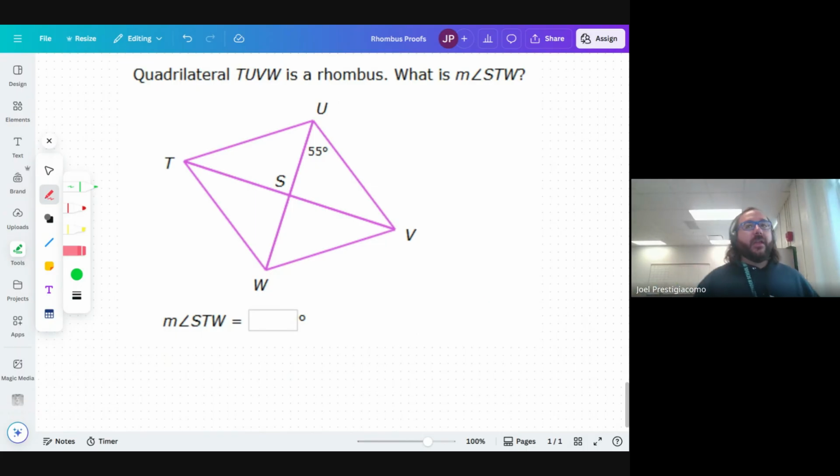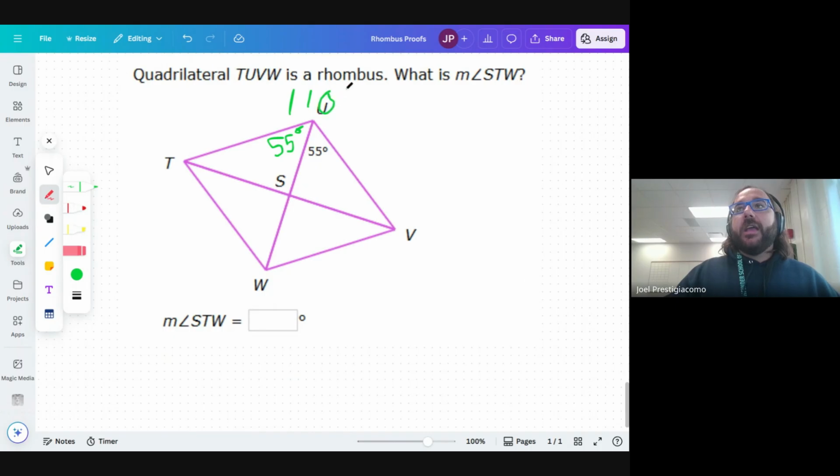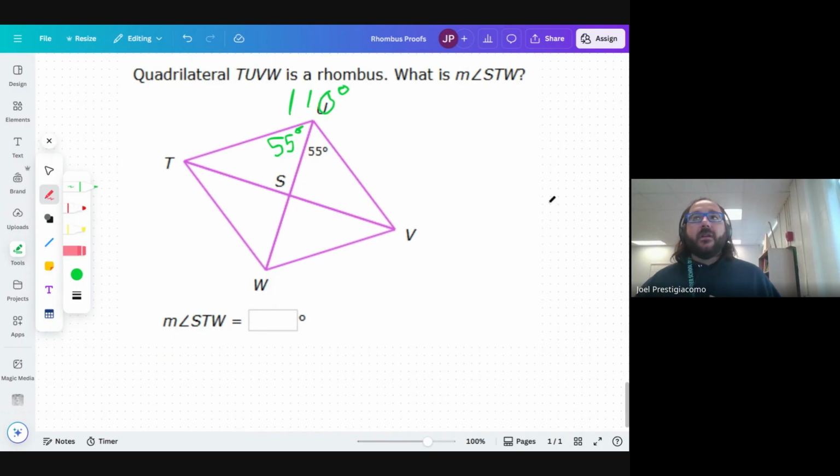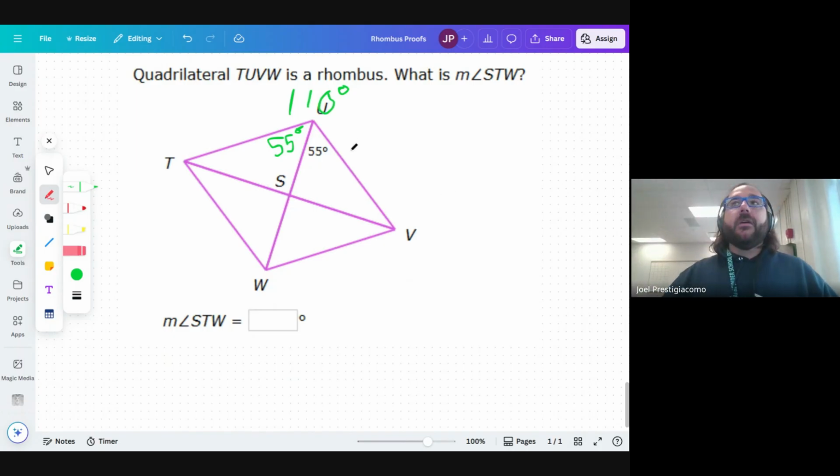Last example we'll do, and then we'll move on. How can we again use some of this information to figure this out? So we're given this angle here, SUV, is 55. So we know that this angle over here is also that, which means overall we have a 110-degree angle. All right, so that's important. Just by knowing that part, we know the other part's equal, and together they make a bigger angle. So they're asking us what STW is.